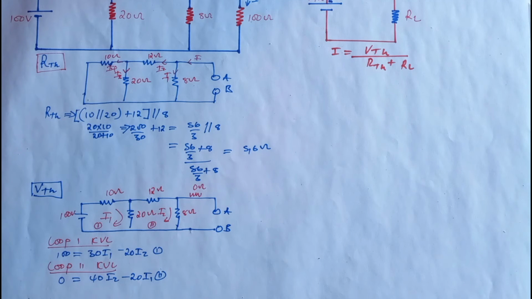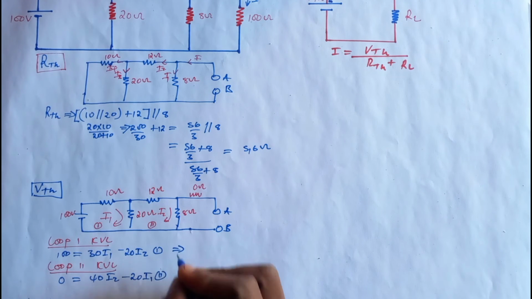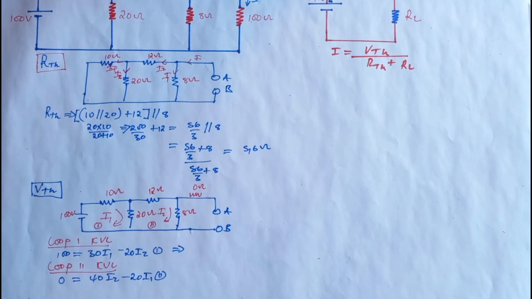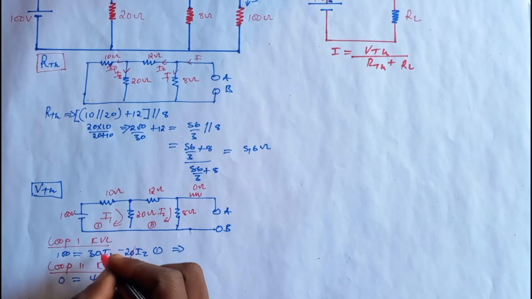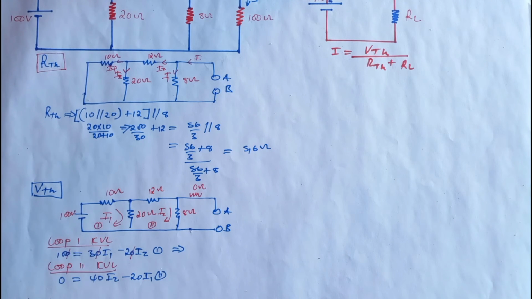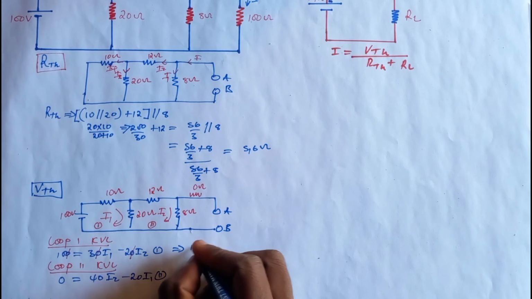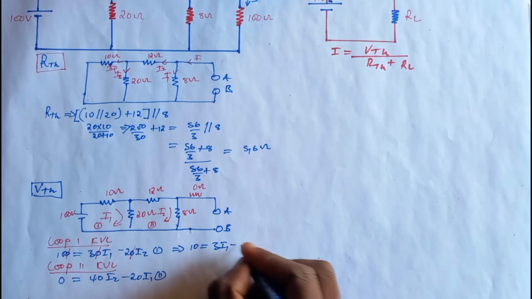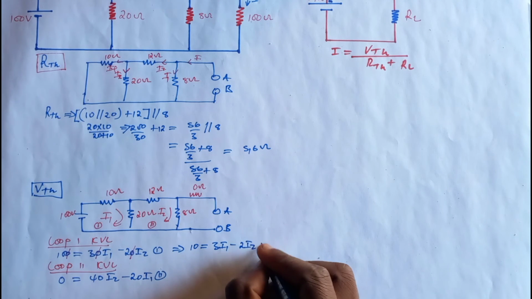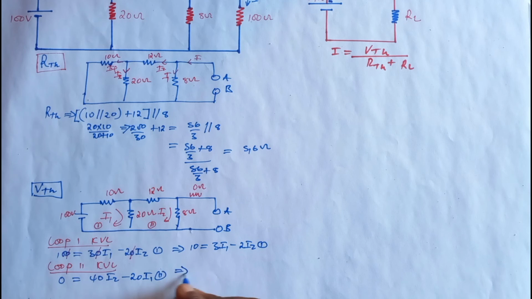So if we solve these equations simultaneously, we're going to find I1 and I2, but you should remember that we're only concerned with I2. Okay, so equation number 1, if we divide each and every term by 10, what are we going to have? We're going to have 2 here, 3 here, and 10 here. So our new equation is 10 is equal to 3I1 minus 2I2. That is equation number 1. And for equation number 2, if we divide each and every term by 10, we're going to have 2 here, 4 here, and on the other side 0.